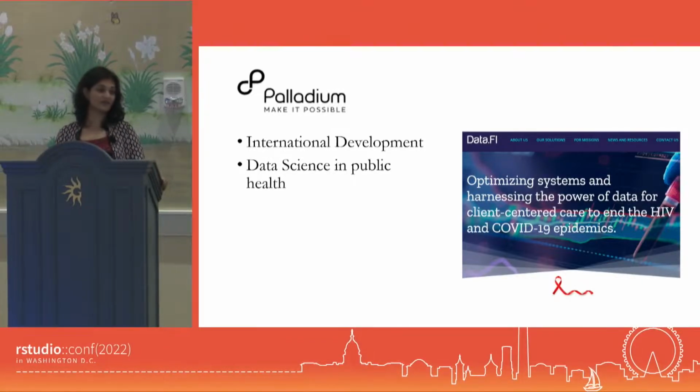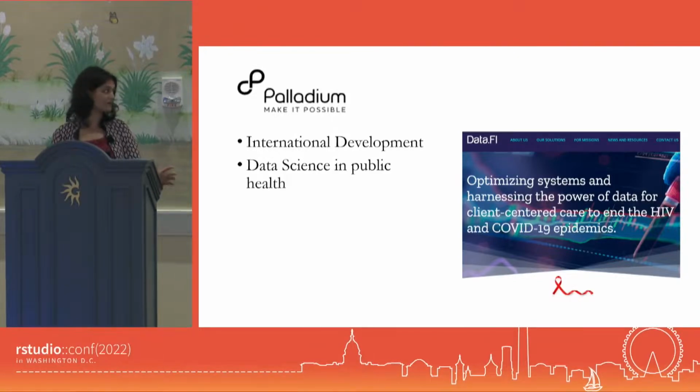So we do a lot of data science and public health that involves something like this: building optimization models, building anomaly detection models for data quality assessment, and building risk score models to figure out who in the population is at a higher risk for HIV, so that you can optimize your testing resources.